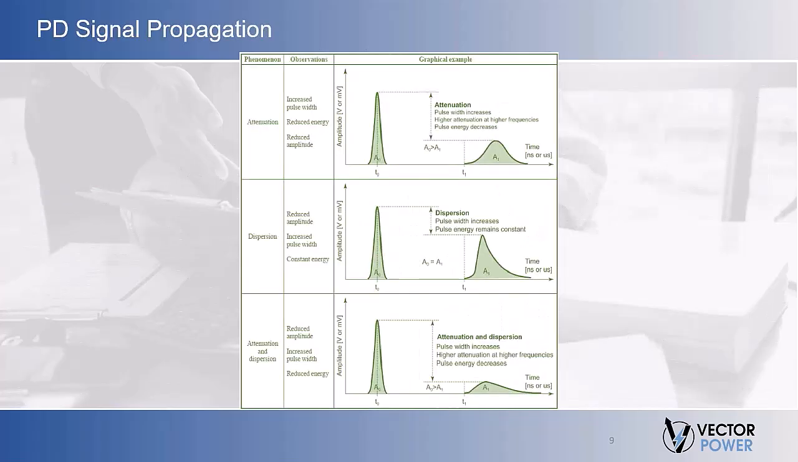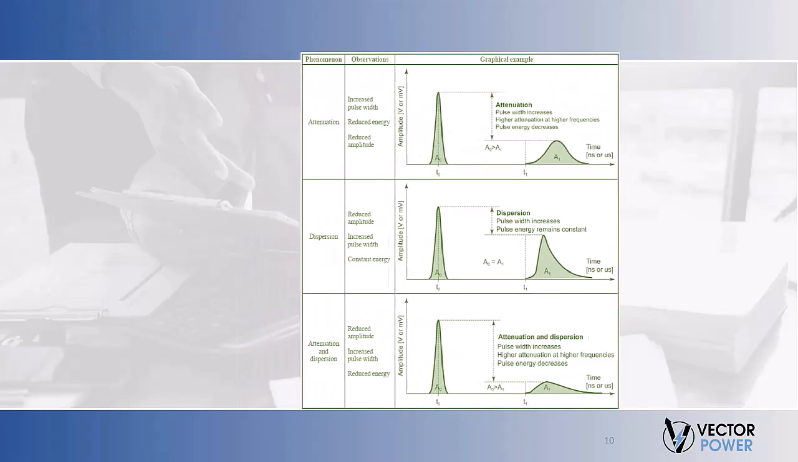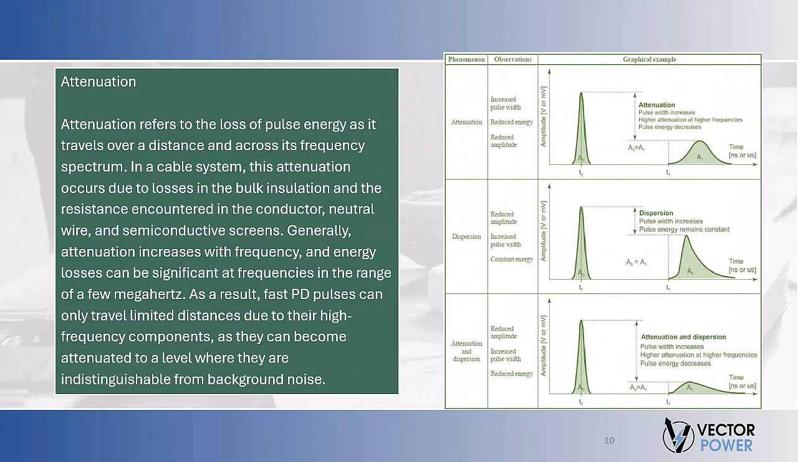Two major sources of PD pulse distortion are attenuation, the loss of energy that reduces the magnitude of the pulse, and dispersion, caused by different propagation velocities for different frequency components within the pulse, which smear the original pulse shape. So, let's first address attenuation.